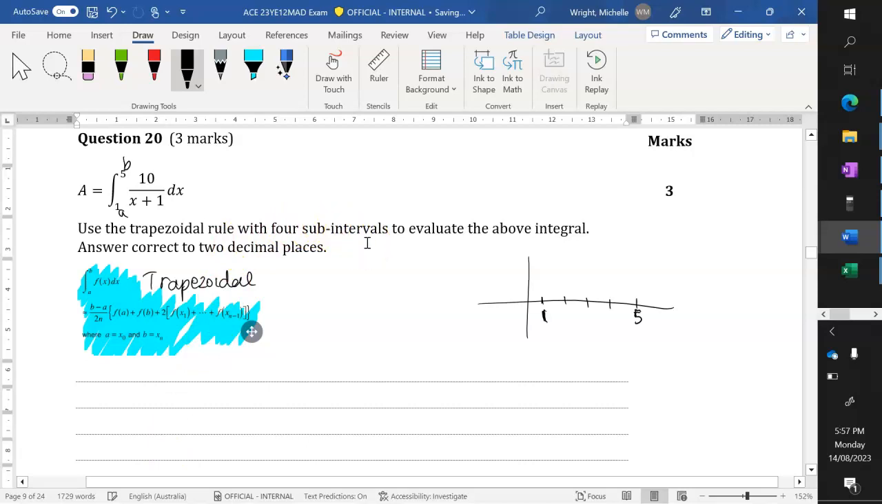Now you need to know what the subintervals are. So the subintervals, we were making little rectangles up there. We've got 1, 2, 3, 4 subintervals, or 4 rectangles, or 4 trapeziums actually, to work this graph out. In order to have those 4 trapeziums, we've got 1, 2, 3, 4, 5 function values. So you need to know the difference between the subintervals and the function values.